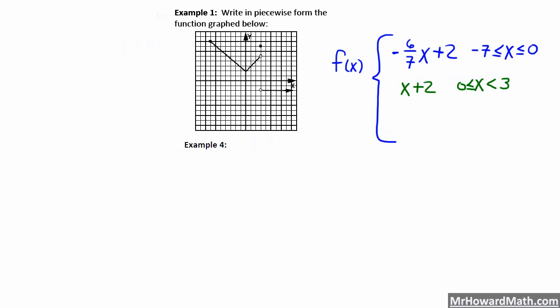All right, now this next part, we'll describe this point right here. That is f of x, or y, is equal to 1, 2, 3, 4, 5, 6, 7.